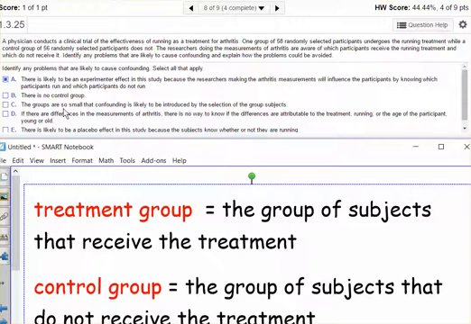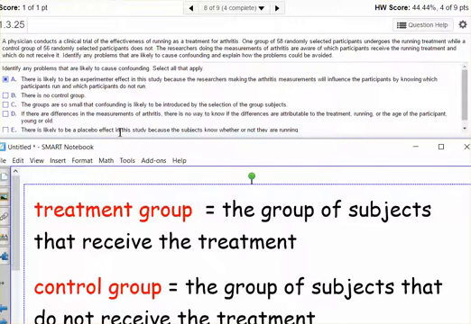C, the groups are so small that confounding is likely to be introduced by the selection of the group subjects. So, kind of a subjective idea. Is 56 and 58 large enough? I'm going to say yes, it is large enough. And so we're not going to say that that's going to cause confounding. D, if there are differences in the measurement of arthritis, there is no way to know if the difference are attributable to the treatment running or the age of the participant, young or old. Well, here's the thing. If we randomly select our participants, then there could be some confounding going on, but the randomness is going to offset this type of situation. So I'm not going to choose that one either.